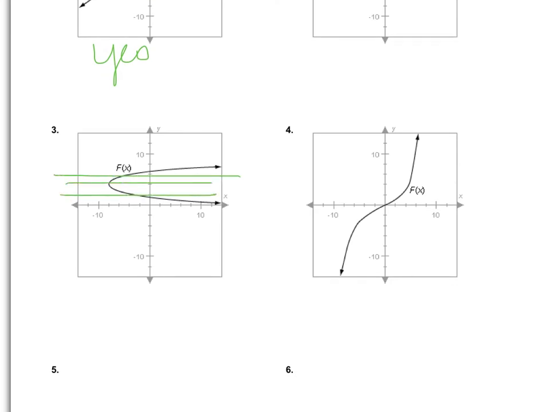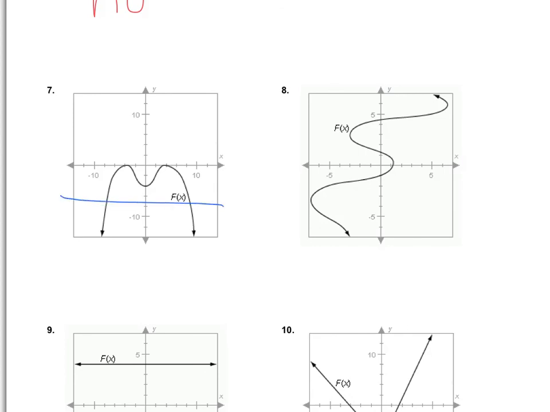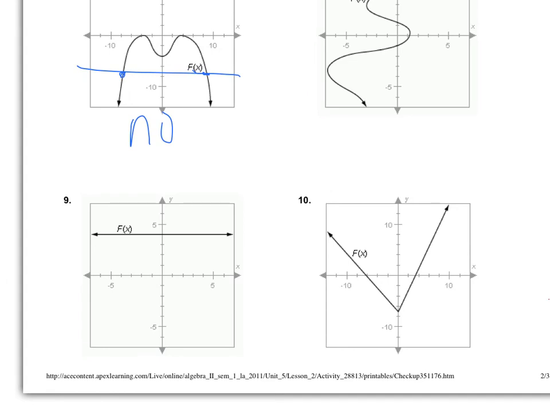Number 3. If I drew horizontal lines everywhere, every single one of those lines only touched it once, so yes, the inverse would be a function. For number 5, if I draw a horizontal line here, it touches the graph 1, 2, 3 times, so no, it would not be a function. Number 7, if I draw a horizontal line here, it touches the graph twice, so no, it would not be a function. And lastly, number 9, if I drew a horizontal line here, this one's a little bit tricky, but it touches the graph here, and here, and here, and here, and here, and here, and all the points in between, so basically more than once, so no, it would not be a function.